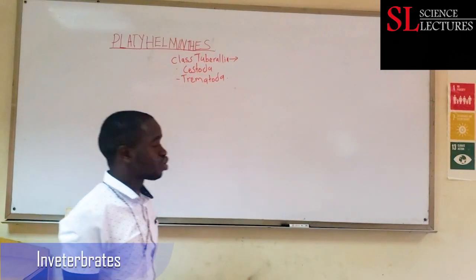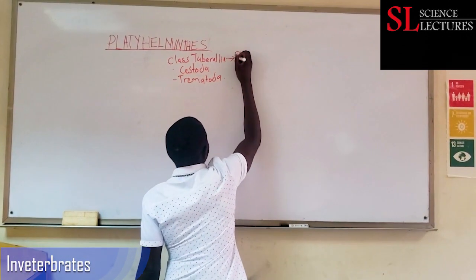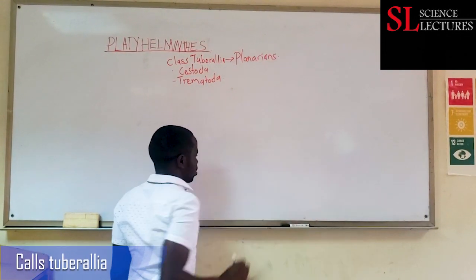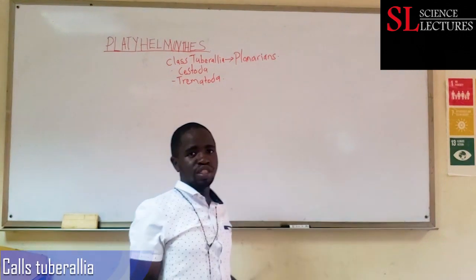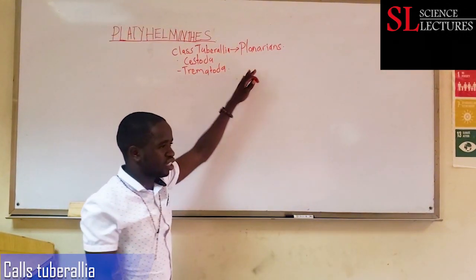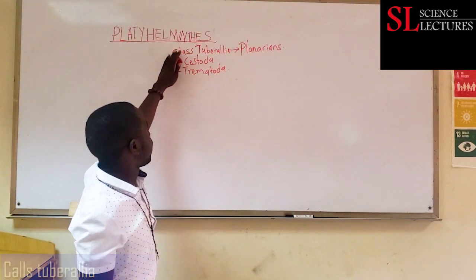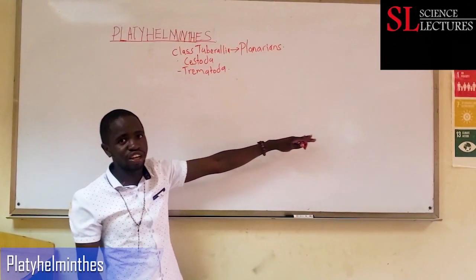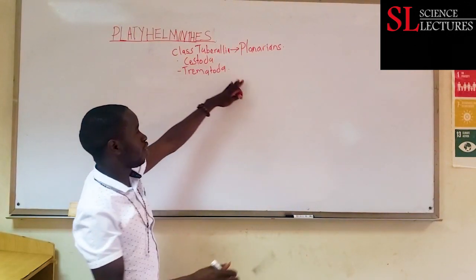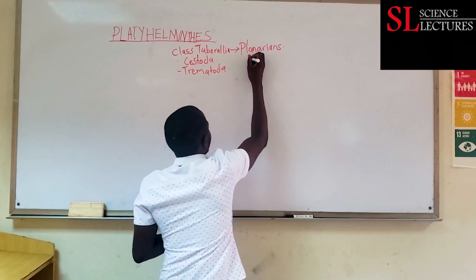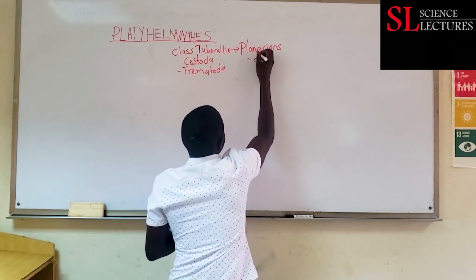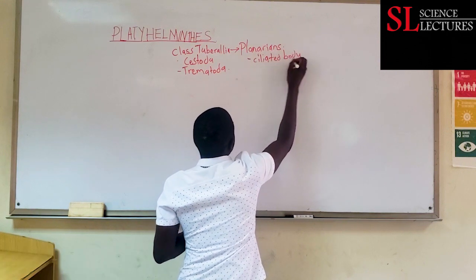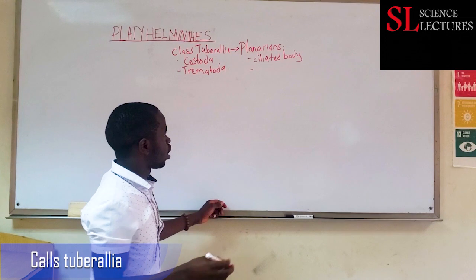And we said examples of turbellarians are the planarians. Most of the characteristics and organs we've seen are gotten from this. That is why there is a debate whether members of phylum Platyhelminthes are a monophyletic grouping or a paraphyletic grouping. But here we have planarians, and they have a ciliated body. That is number one.